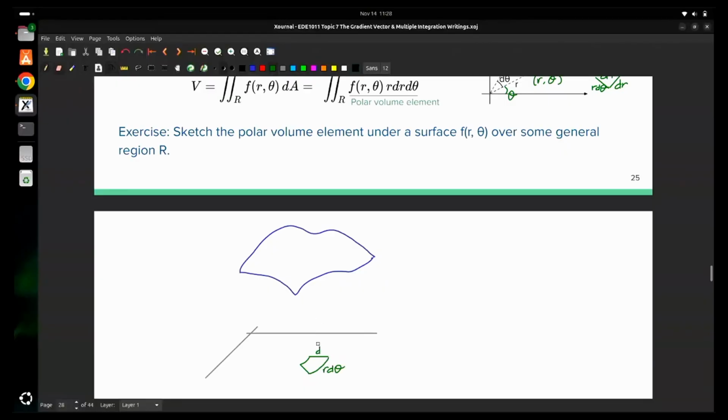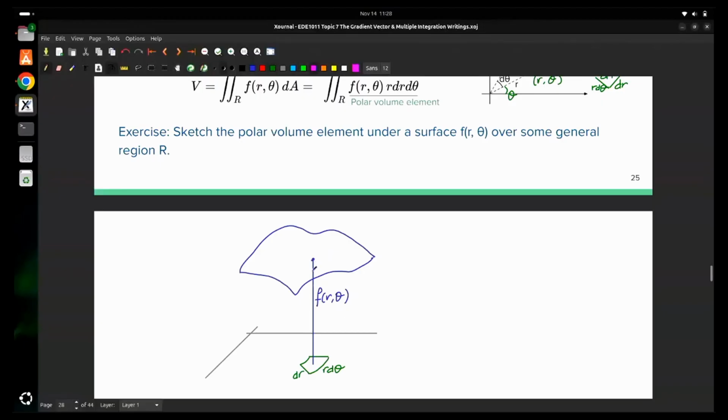Okay, wait, I put a dr on the other side. So then this function of r theta must be the height, the height to the surface. So this must be f of r theta. Okay, no, it must be the height. So therefore, if you take area times height, what do you have? You have volume, no? So the volume, okay, let me draw the volume.